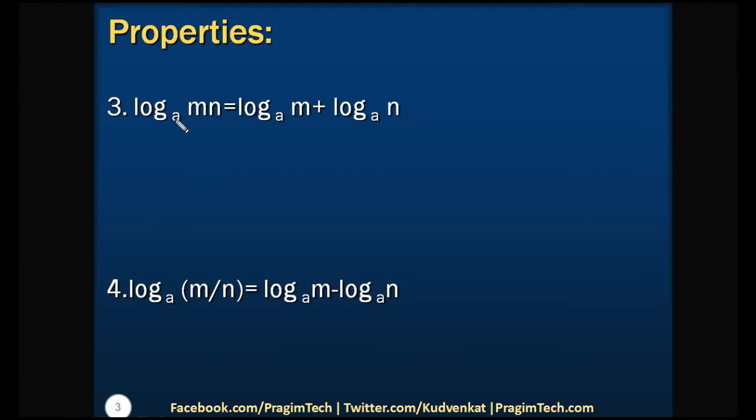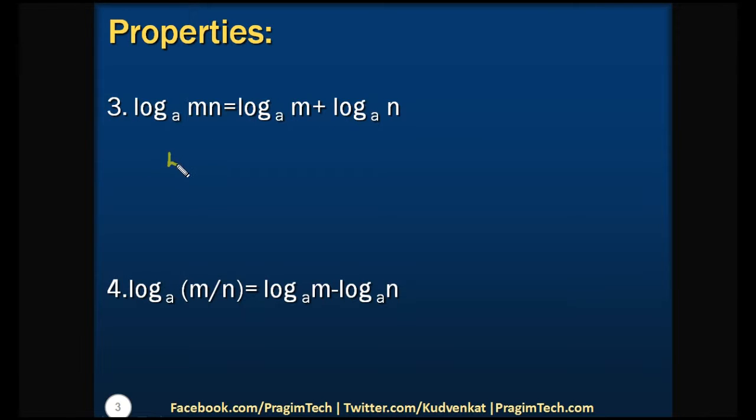Let's look into the third property. Logarithm of mn to the base a is equals to log m to the base a plus log n to the base a. That means that product of two numbers logarithm is equals to sum of their individual logarithms with the same base. So this is applicable when the bases are same, right?